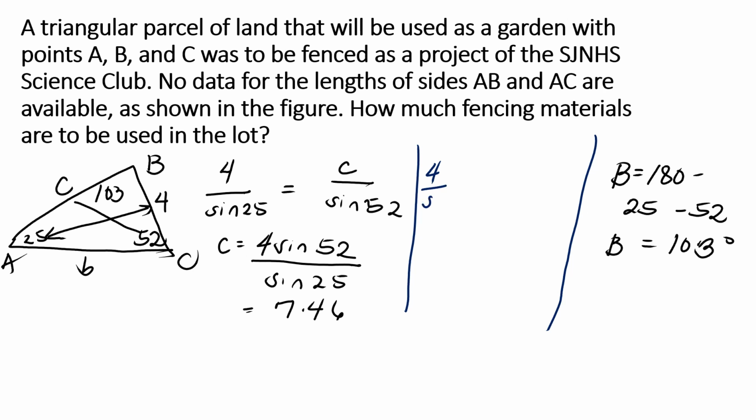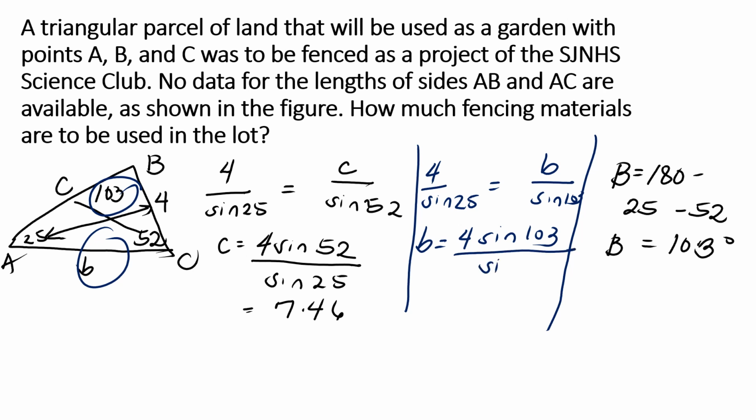Then the other one, we can also use, okay, let's have lines. So 4 over sine 25 is equal to B over your sine 103. So cross multiplication, the value of B is equal to 4 times your sine 103 all over sine 25. So using your calculator, what you're going to have is 9.22. And we're not done yet.